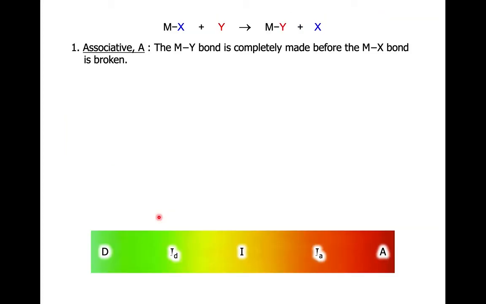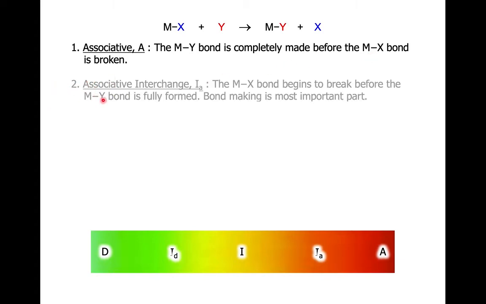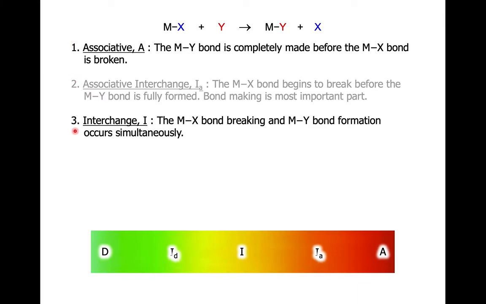All right, so we end up having a spectrum of what can happen here. We have the associative reaction mechanism, where the new bond, the MY bond, is 100% completely made before the MX bond is broken. I've grayed out these; I'll mention these after I get to 3. So here, 3, interchange: the MX bond is breaking and the MY bond is forming simultaneously. So the MX bond is exactly half broken and the MY bond is exactly half formed in a perfect interchange reaction. Associative interchange is between the two.